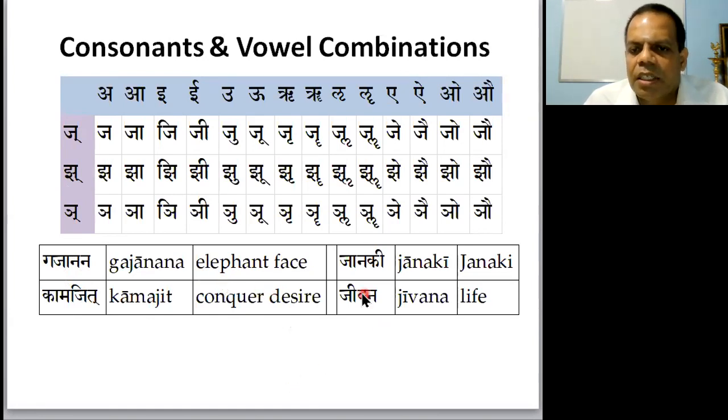The next word is Janaki. Okay, Janaki, the longer ki. Ja and ki both are long. Janaki. All of you know it's the name for Sita, which basically means the daughter of Janaka.